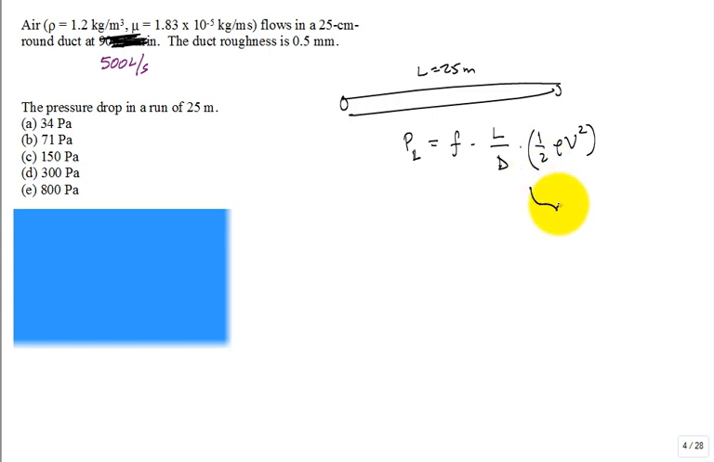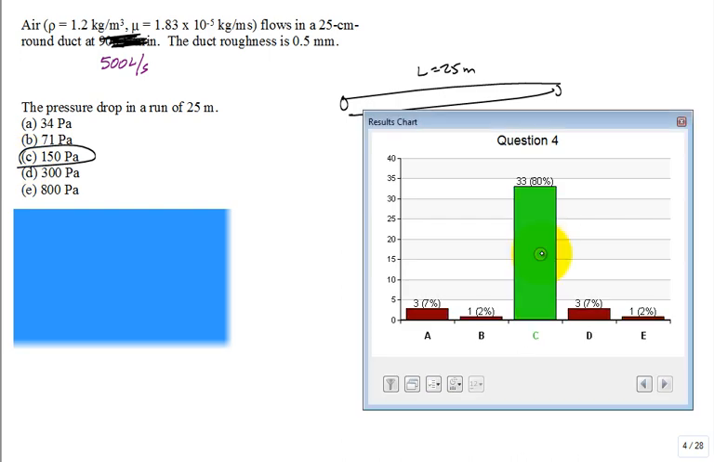So what did this velocity pressure come in at? Do you remember? 62 pascal, is that right? And then what was the length? 25 meter. What's the diameter? Okay, 0.25 meter. And what was that friction factor? 0.025? The answer is 155. I think I had 154 when I ran it, so I truncated it down to 150. But hey, look at that, 80% of you. That's pretty good.